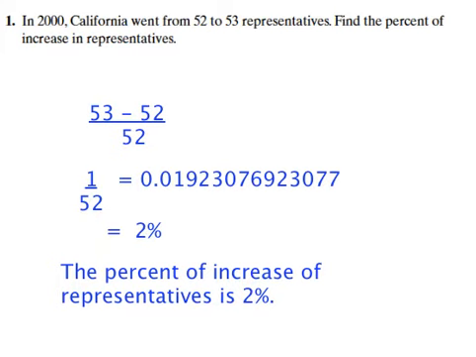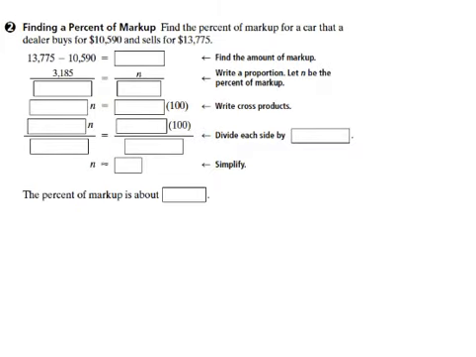Now we're going to find a percent of markup. Find the percent of markup for a car that a dealer buys for $10,590 and sells for $13,775. Percent of markup is just like a percent of increase. We're finding what percent of increase the car dealer marked up the price. So we're still going to use that original formula, new minus old over old. So the new amount is $13,775 and the old amount is $10,590.